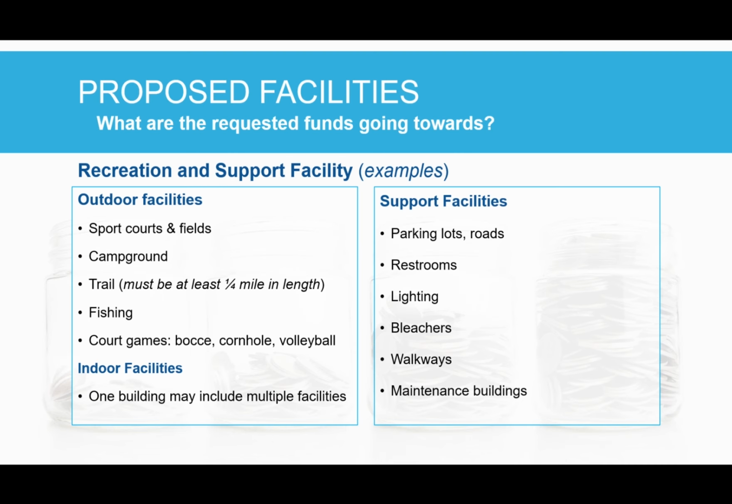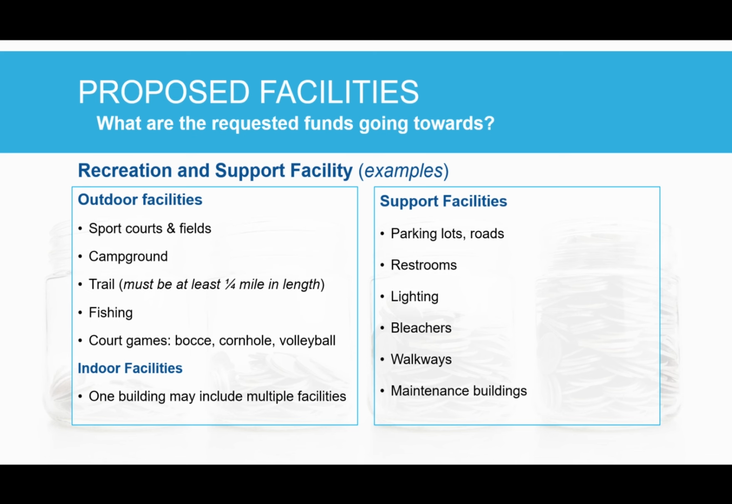The next part of the scoring system is where are the funds that you're requesting, what are they going towards? What are your proposed facilities? So here's some examples. There are recreation and their support facilities. Recreation facilities might be sport courts, fields, campground, court games. And also keep in mind that if you're doing a trail, for it to get points as a recreation facility, it must be a 1/4 mile or more in length. Otherwise, if it's shorter than that, it'll just be a walkway.